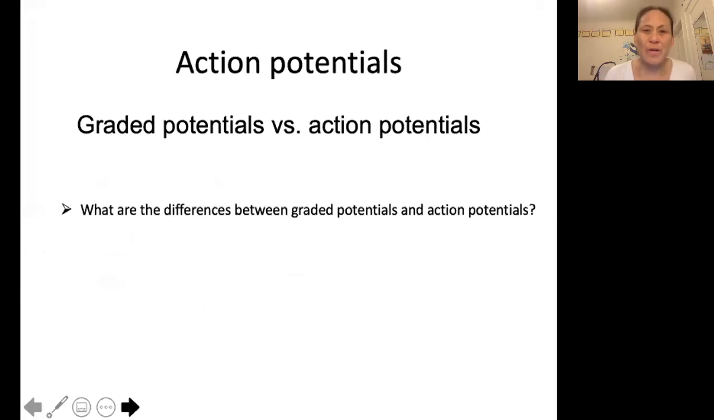Hello, everyone. Welcome to this set of lectures on action potentials. We're going to start off with this topic of graded potentials versus action potentials. And we're just going to go ahead and answer this question in this portion of the lecture. What are the differences between graded potentials and action potentials?